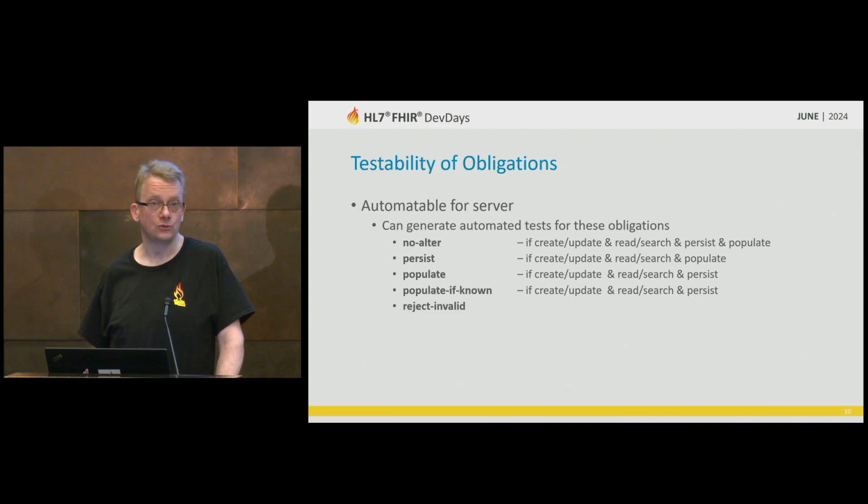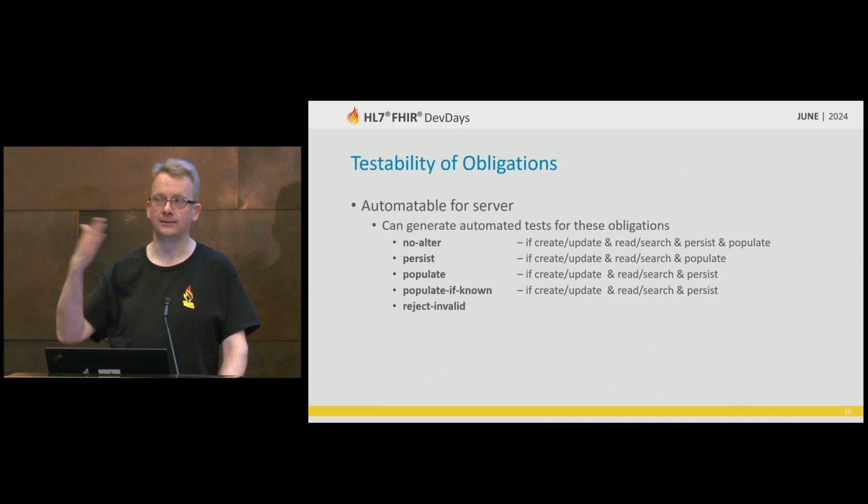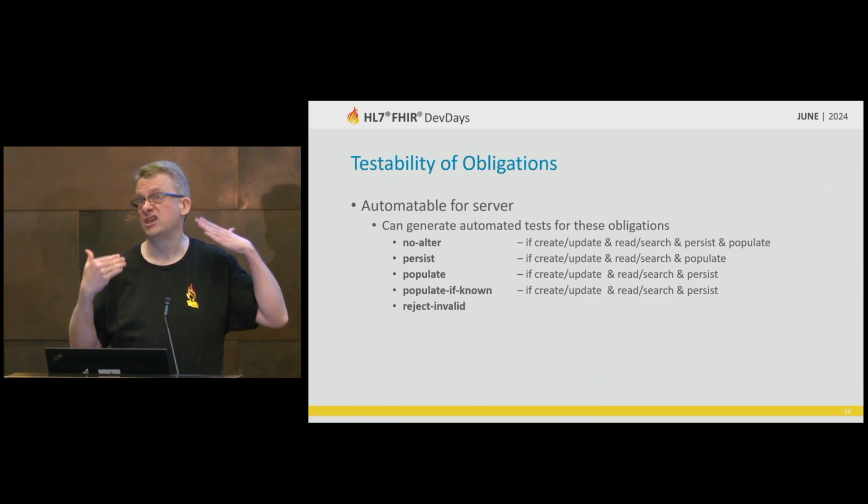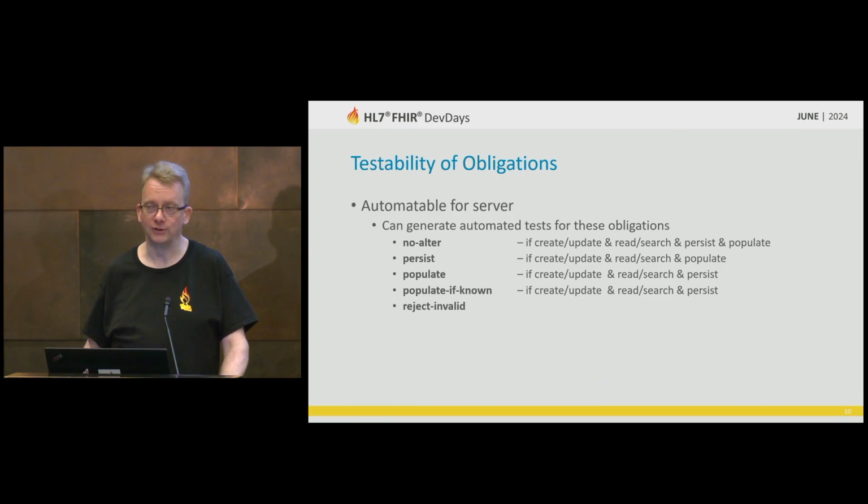Then we can test. We can send data in, and we can get data back, and we can check to see, did this data element change? And if it didn't change, we can say, at least for this particular test case, they did not alter it. Now, for all of these automatable tests, they are not exhaustive.